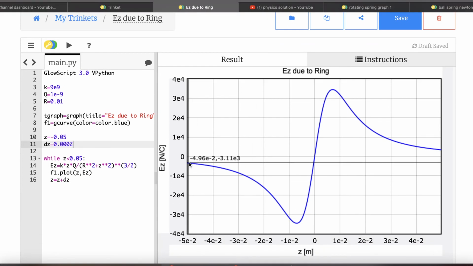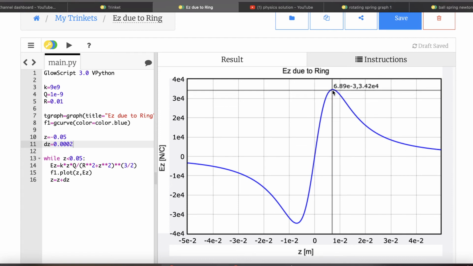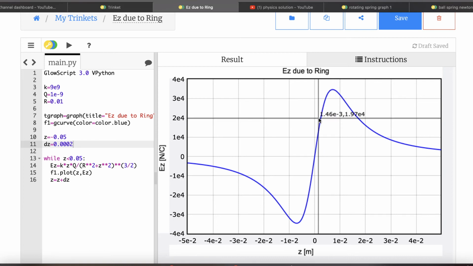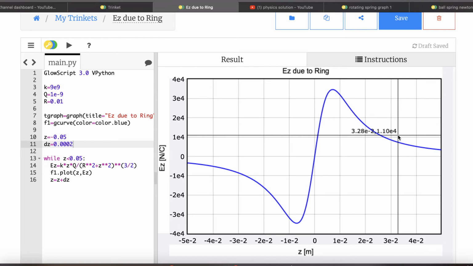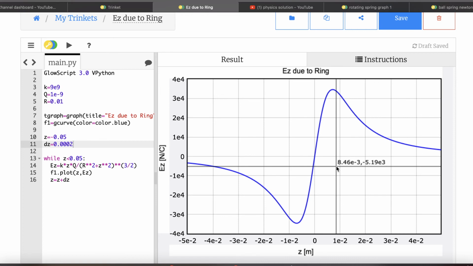So here's my electric field. As it gets really far away, it goes to 0. At z equals 0, it goes to 0. That's good. You notice here the maximum electric field is some distance away, right? That's because if you get too close, the components start to cancel. If you get too far away, then you're too far away from the point charges. So that's a nice little thing right there.